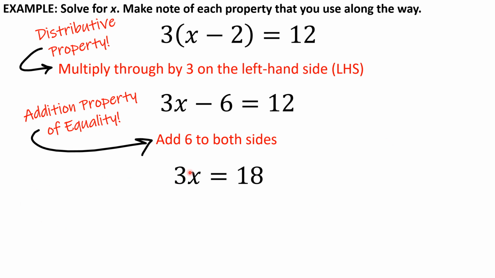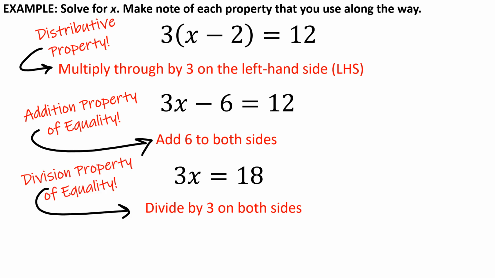And again, we're trying to solve for x, so let's get rid of that 3. We can get rid of the 3 by dividing both sides by 3. Right now we're multiplying 3 times x, so we can get rid of it by dividing. So we're going to divide by 3 on both sides. The property that allows us to do that is the division property of equality. And if we divide both sides by 3, we get x equals 6.